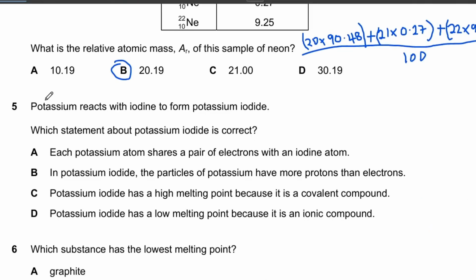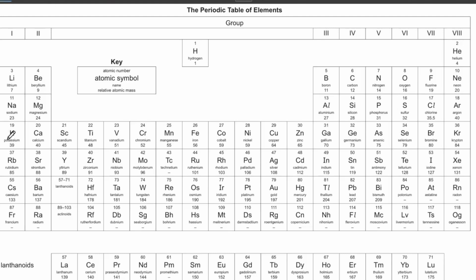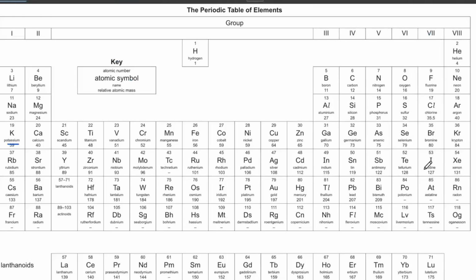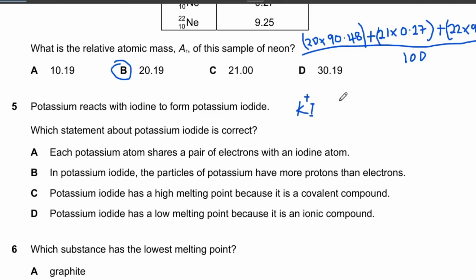Question 5. Potassium reacts with iodine to form potassium iodide. Which statement about potassium iodide is correct? A. Each potassium atom shares a pair of electrons with an iodine atom. Now, to answer this question, we need to write our formula for potassium iodide, so you check your periodic table to see the group that potassium belongs to. Potassium is in group 1, so that means it has 1 electron in the outer shell, so the charge is going to be 1 positive. We check iodine, which group does it belong to? Iodine is group 7. That means it needs 1 electron to complete its shell, because you have 7 electrons in the outer shell, so this is negative.